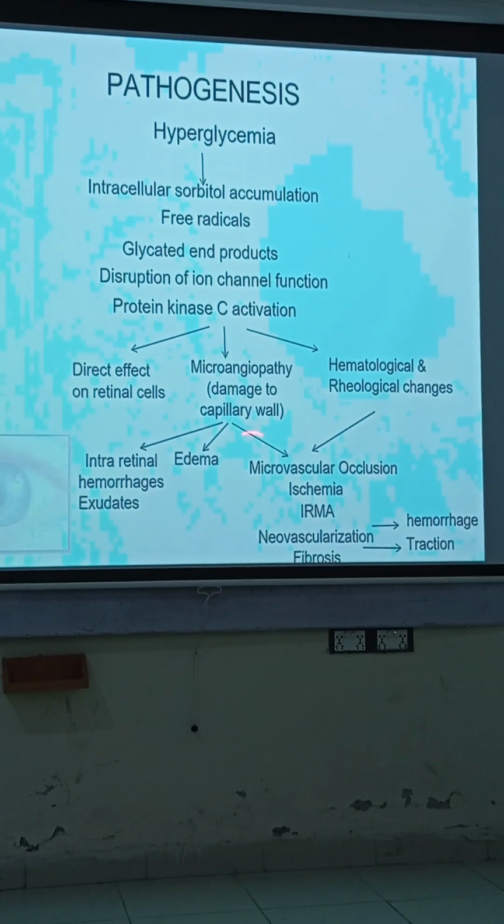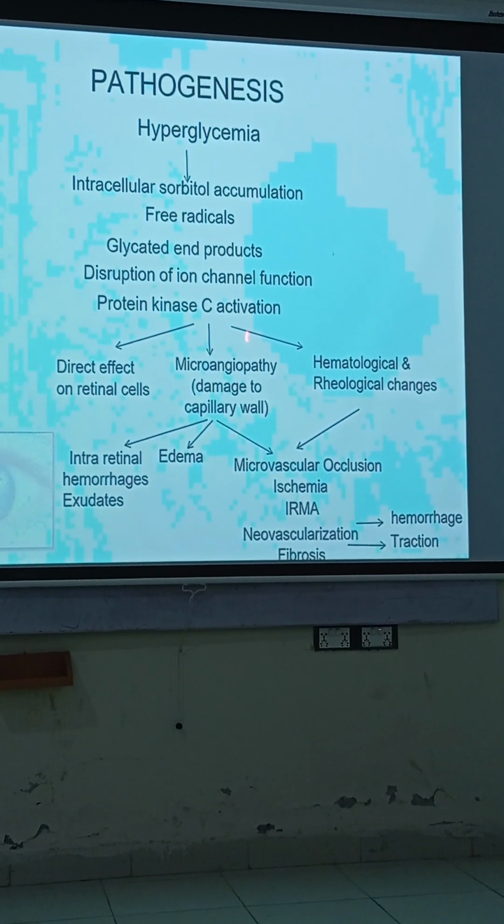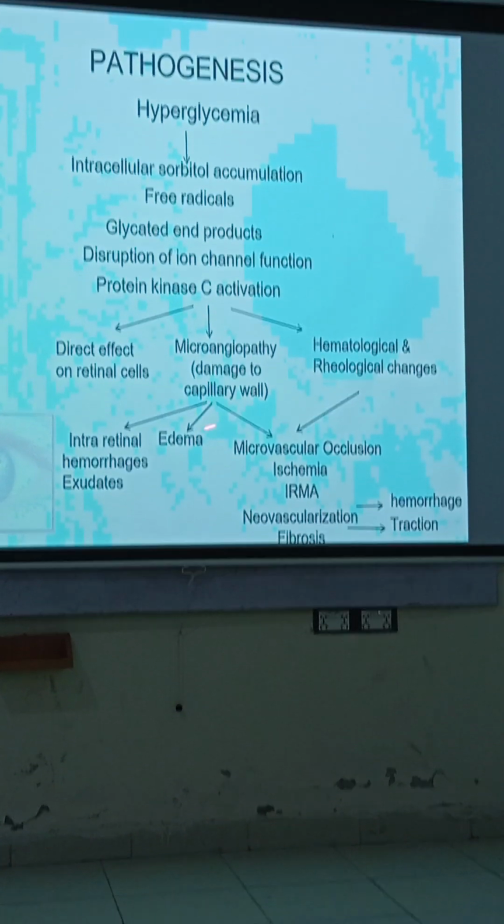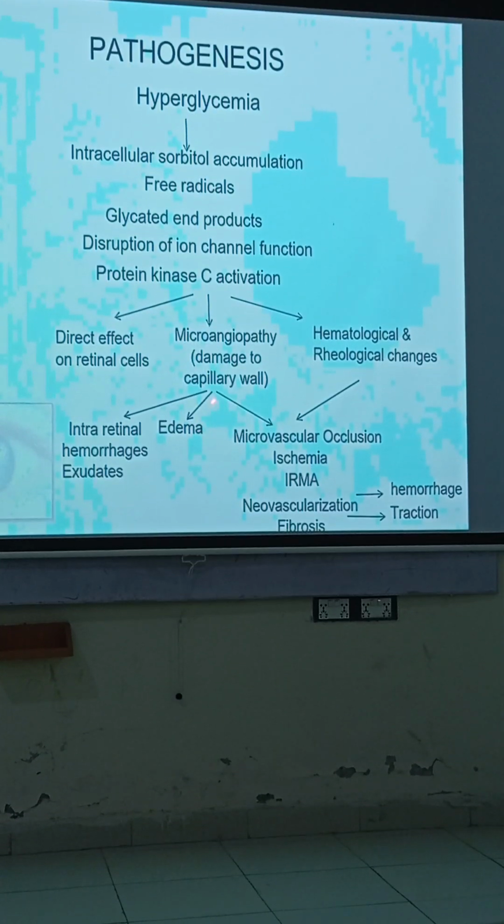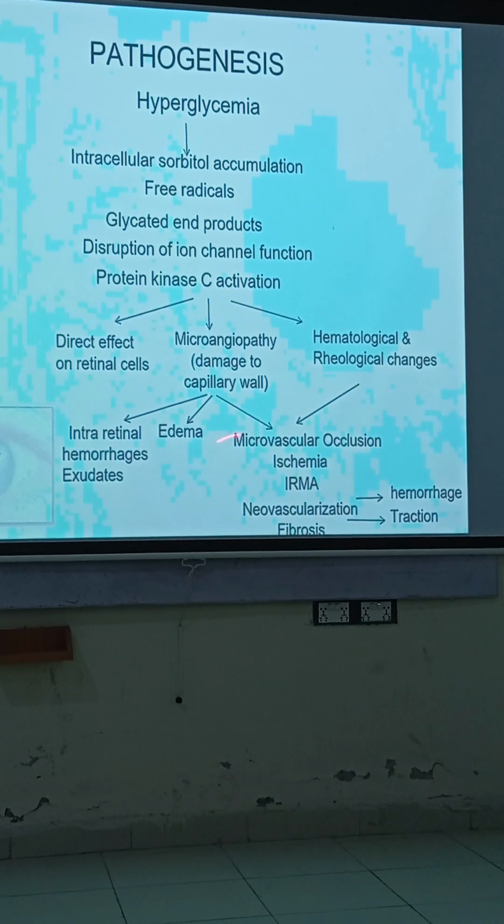Second thing is microangiopathy. As diabetes involves the medium and small blood vessels, damage to the capillary walls can happen, and it can cause intraretinal hemorrhages, edema, and microvascular effusions because of damage to the capillary wall. Is this understood?